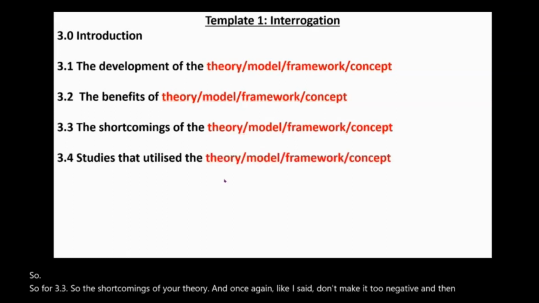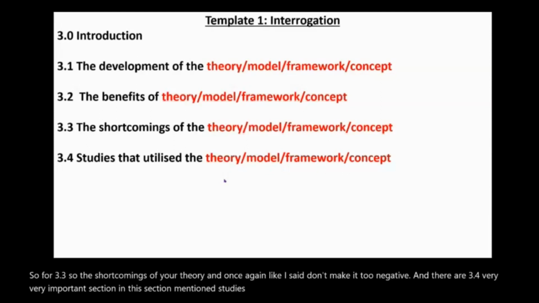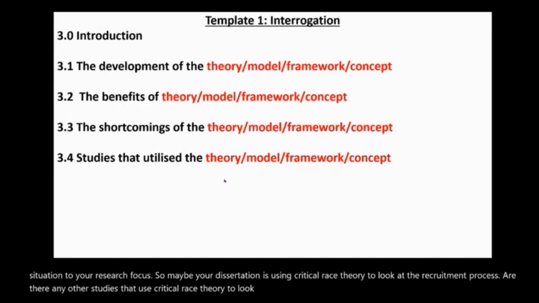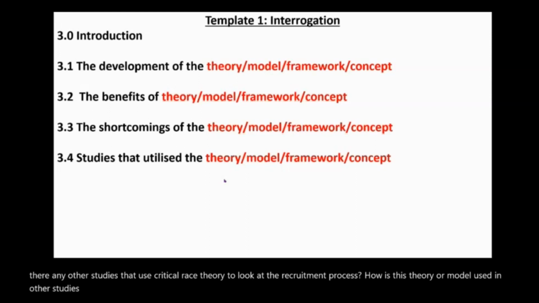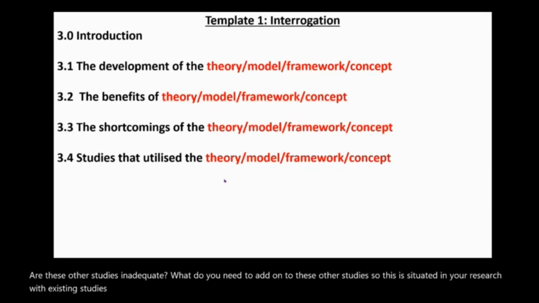And then 3.4, a very important section. In this section, mention studies that use this concept or theory or model to observe a similar situation to your research focus. So maybe your dissertation is using critical race theory to look at the recruitment process. Are there any other studies that use critical race theory to look at the recruitment process? How is this theory or model used in other studies? Are these other studies adequate? Are these other studies inadequate? What do you need to add on to these other studies? So this is situating your research with existing studies.